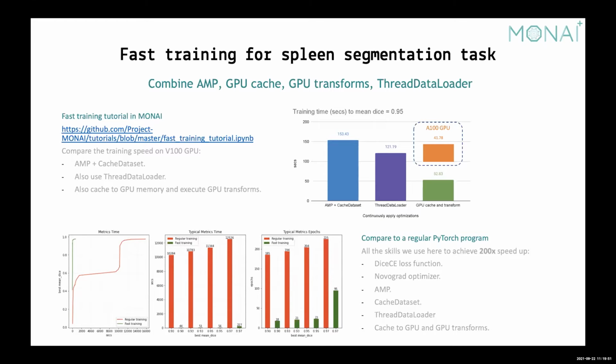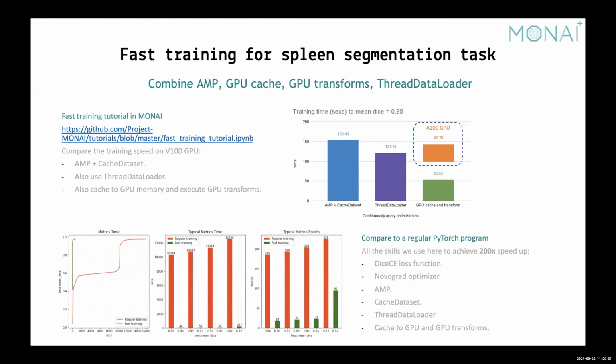Then we also changed the transform chain to cache on GPU directly and execute the GPU transforms. The training time obviously decreased to around 50 seconds. So now we can train the spleen segmentation task within 1 minute from scratch to 0.95 mean dice on a single V100 GPU. If testing with an A100 GPU, it can be even faster. I tested it once, it's about 40 seconds.